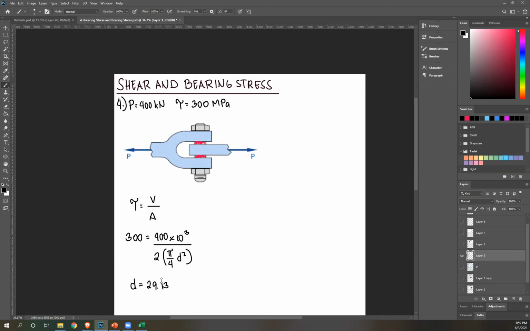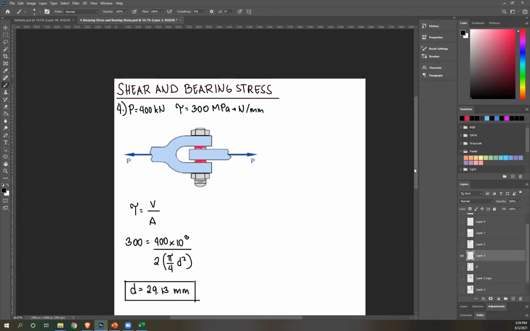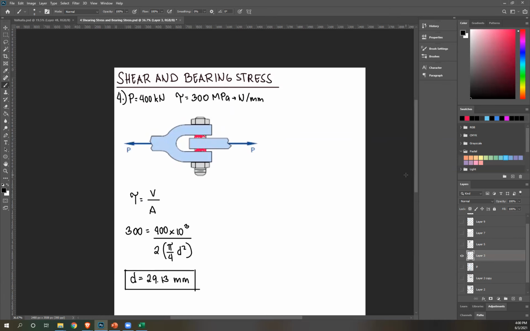Okay, and then unit, millimeter. Since once again, this is Newton per millimeter, we converted kilonewton to Newton. So Newton will cancel out, and we're going to be left with millimeter. Okay, so that is number 4. Any questions for number 4? Please answer in the chat.